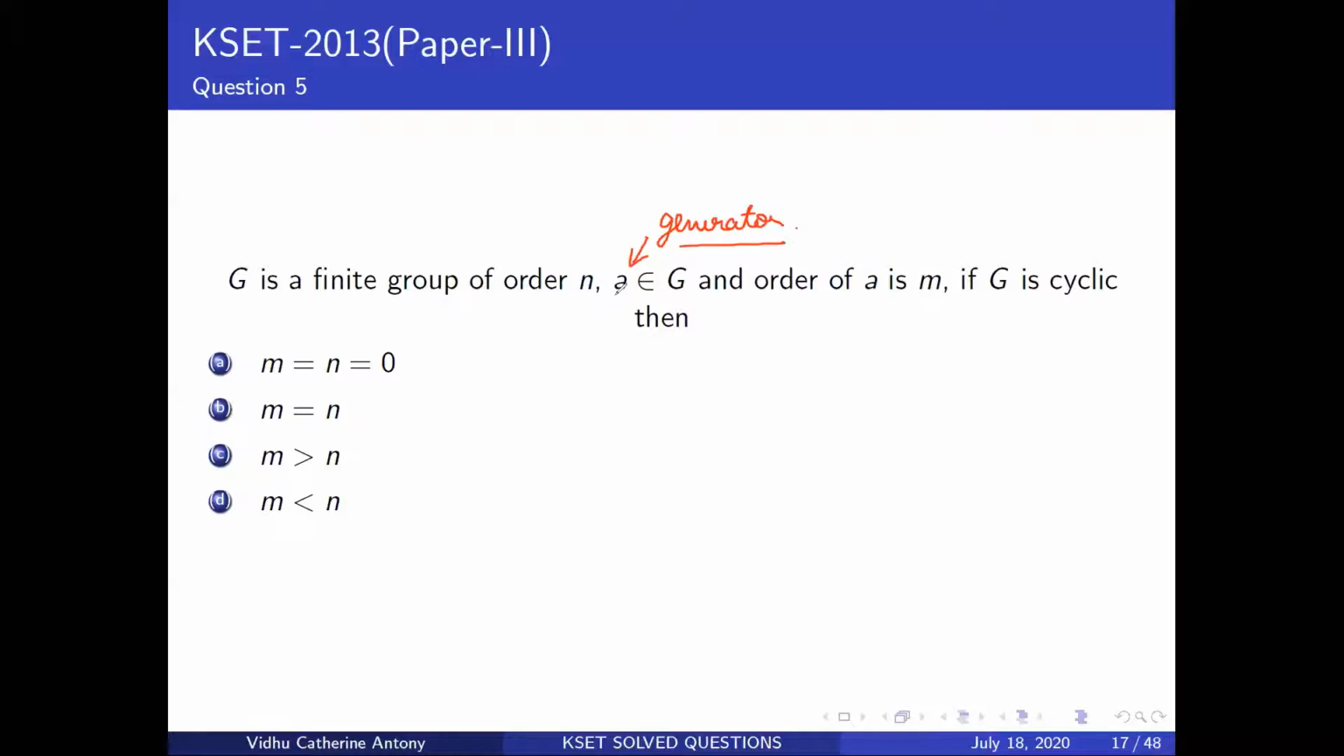So it's going to generate that value for you so many number of times, and you're going to get unique elements in that group. So whenever the order, which is the number of elements in this group, is equal to the order of your generator, then it's called a cyclic group. Your M here, which is the order of A, that is the order of the generator, should be equal to N, which is the number of elements in your group.